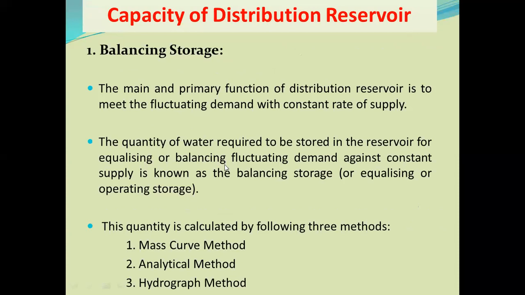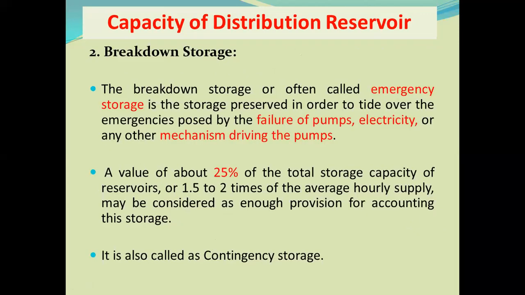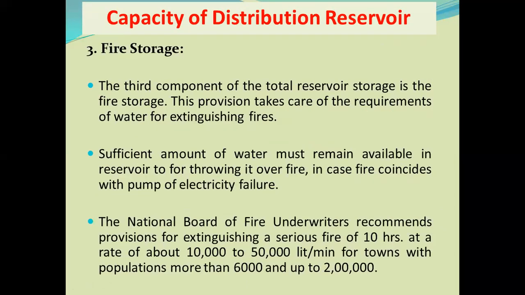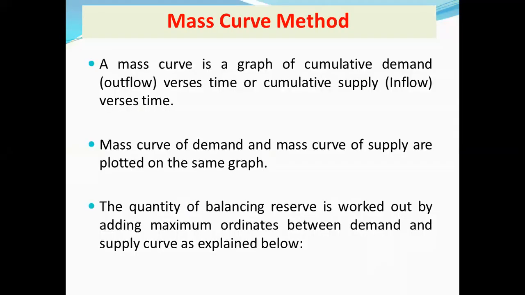So we studied what is balancing storage, and we saw there are three methods to find out the balancing storage. We were at the point of starting to find the quantity of balancing storage. Then we also studied the meaning of breakdown storage and how to find it, and then fire storage, right? These points we covered in the previous lecture, and we saw the mass curve method also in the previous lecture.